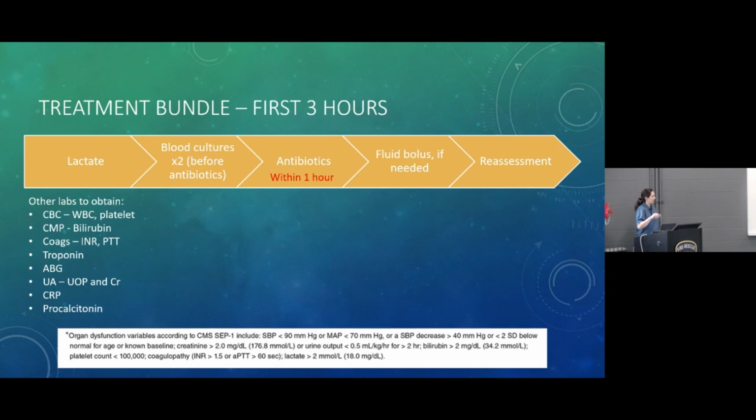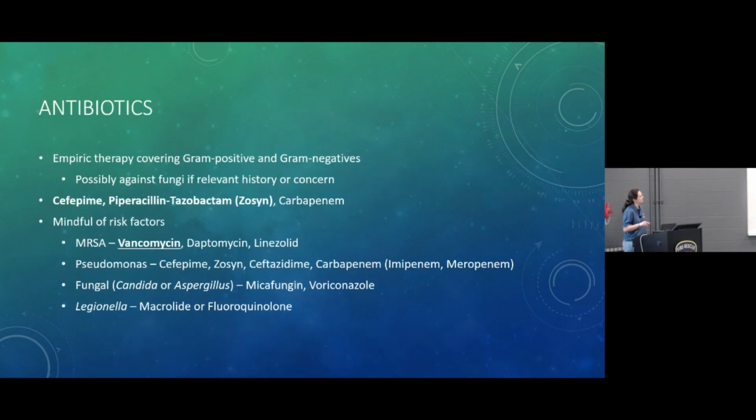We also get these other labs to assess for possible hypoperfusion or other organ damage, including CBC, mainly looking at that white count and platelets. CMP looking at bilirubin, coags looking at that PTT and INR, troponin seeing if they maybe have an NSTEMI due to hypoperfusion, ABG, UA, and the CRP and ProCal if wanting that. Normally we don't get that in the ED though.